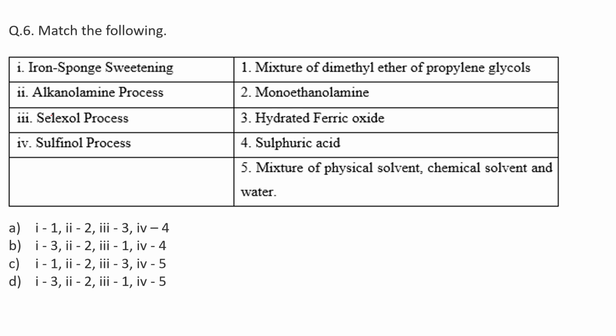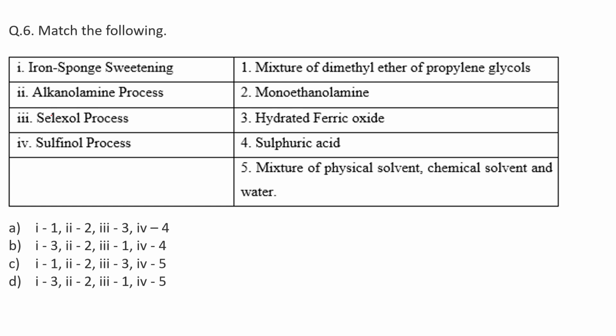So the next question is a match the following, where the left side lists certain processes, and the right side lists different chemicals that are used for those processes. The processes on the left side are iron sponge sweetening, alkanolamine process, selexol process, and sulfinol process.